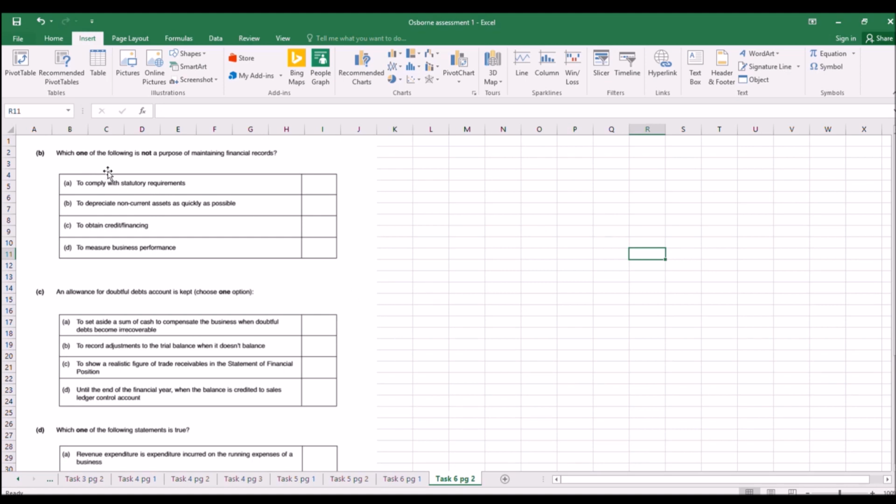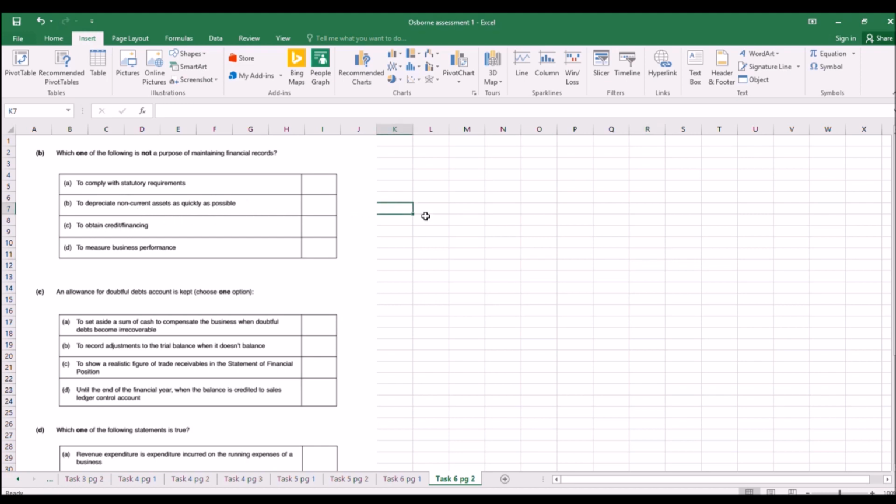Which of the following is not a purpose for maintaining financial records? This is the bit about accounting knowledge. So what's the not purpose of maintaining financial records? Well, to comply with statutory requirements, well, there would be. That's the reason why we're maintaining financial records, a lot of it, in terms of producing financial statements and tax returns, etc. So that's definitely not that one. To depreciate non-current assets as quickly as possible. Well, when you see as quickly as possible and that kind of thing, you're definitely being told that that's what the answer is. But let's keep going.